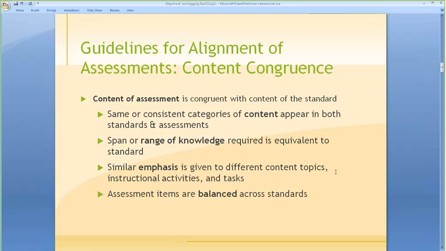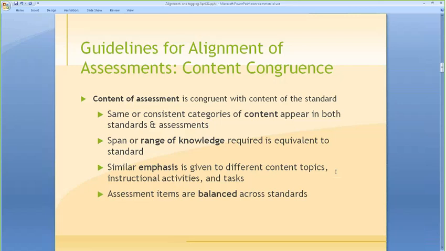So if the standard's talking about candidates knowing something, well, that's knowledge. If they talk about demonstrating it, then we're talking more about skills. Does the standard talk about application or modeling or integration or analysis? Those are the range. You can think in terms of Bloom's taxonomy. What's the range of knowledge or expectation in your assessment that would be equivalent to the standard? And we'll look at an example in a minute.